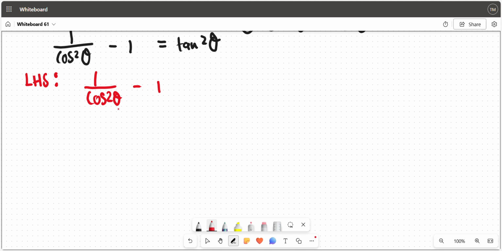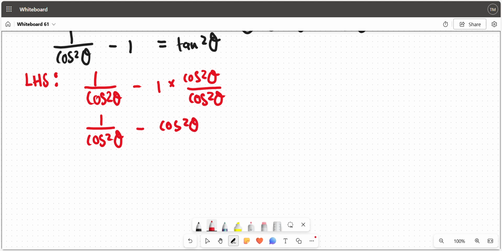So let's simplify this. I have a fraction that is subtracting a number, so I'm going to use the LCD. I have 1 over cos squared theta minus the 1. I can represent the 1 by multiplying it by cos squared theta at the top and at the bottom. That way I have a cos squared theta divided by a cos squared theta, which is still a 1. The same thing divided by the same thing is still a 1.